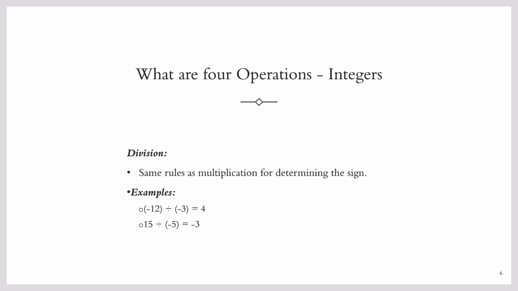For division, we have the same rules as multiplication for determining the sign. If we have negative 12 divided by negative 3, the answer is again, as two values are negative, going to be positive. So it becomes 12 divided by 3, that is 4, and the answer is going to be positive. Similarly, 15 divided by negative 5, the answer is going to be 3, and we are going to put the sign negative because one of the values has a negative sign with it.